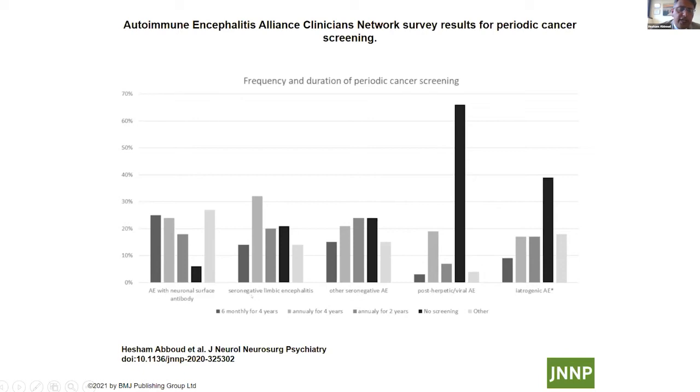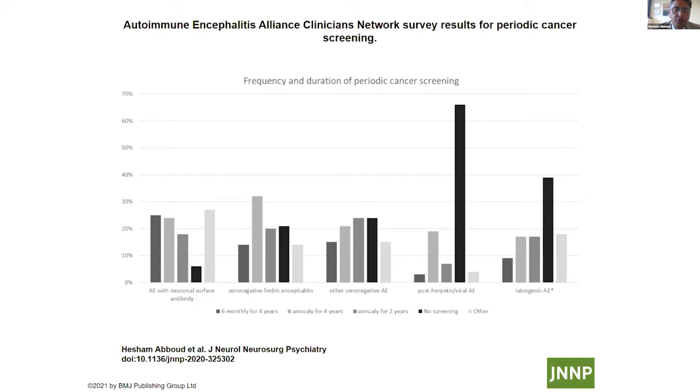For seronegative, clinically definite limbic encephalitis, most clinicians felt the need to do at least annual screening for 4 years, given that limbic encephalitis can be frequently paraneoplastic in nature. As for other seronegative anatomical variants of autoimmune encephalitis, like seronegative cortical encephalitis, meningoencephalitis, striatal encephalitis, diencephalic or brainstem encephalitis, clinicians felt less need to do frequent and prolonged cancer screening in those situations.